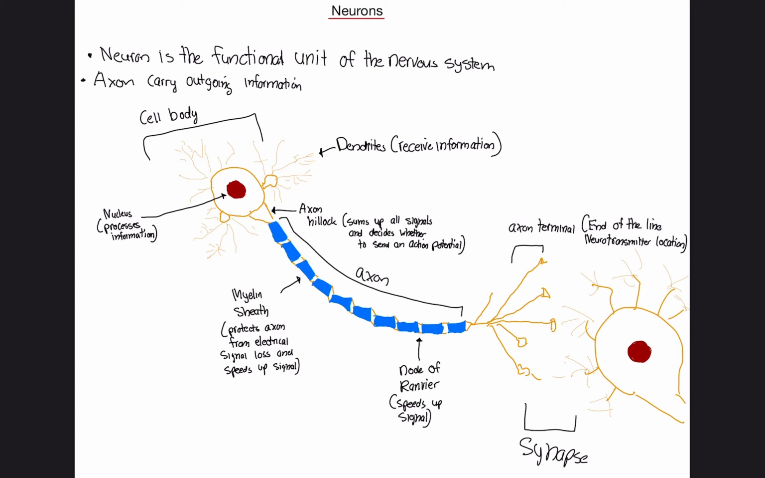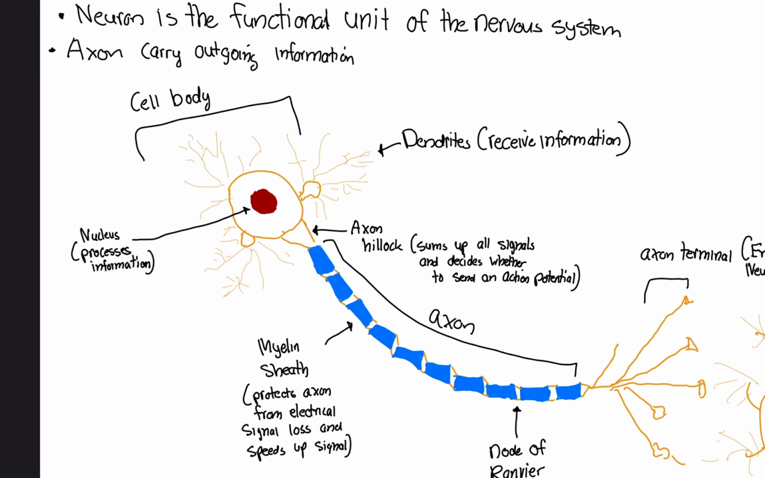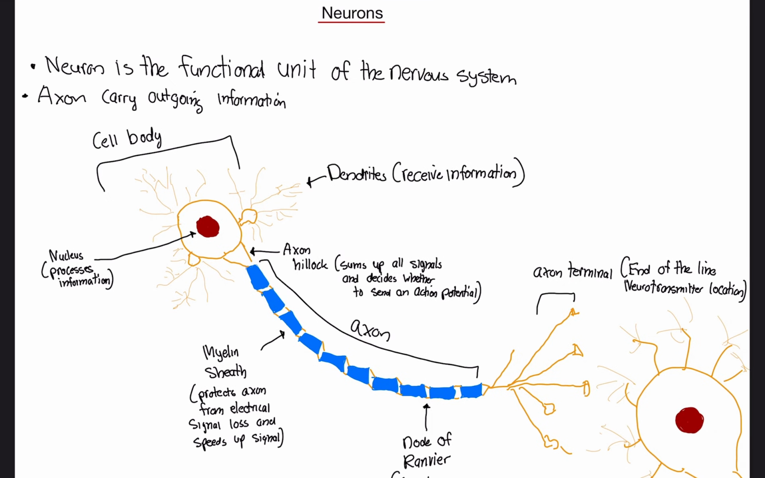Today we're gonna be doing neurons and glial cells, which are supporting cells. So let's start with neurons. A neuron is the functional unit of the nervous system. And part of neurons is the axon, which carries outgoing information. So let's break this down.